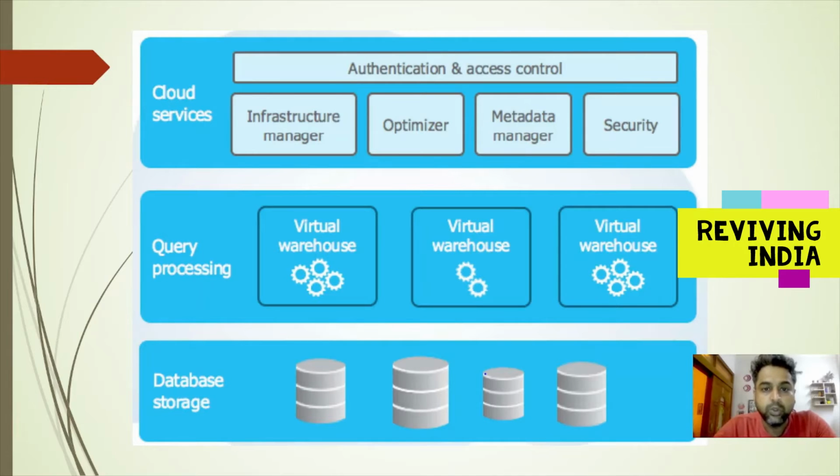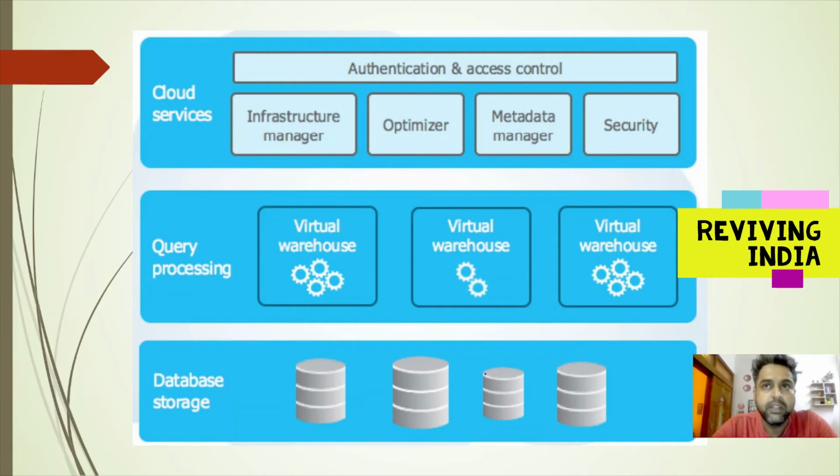So just to study its architecture in the diagram format, we can see that the cloud services layer is actually the brain of its architecture, which manages the authentication and access control, and it has different services like the infrastructure manager. It also acts as an optimizer. It also acts as a metadata manager, and of course it provides the security, because everything is managed by cloud services and the cloud providers in Snowflake.